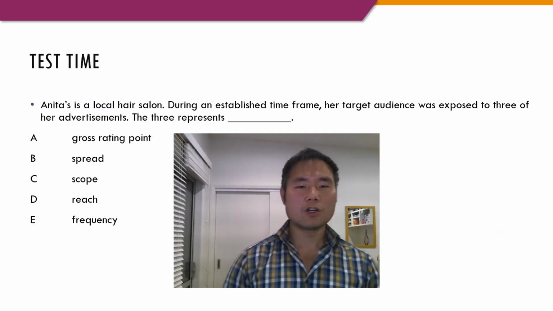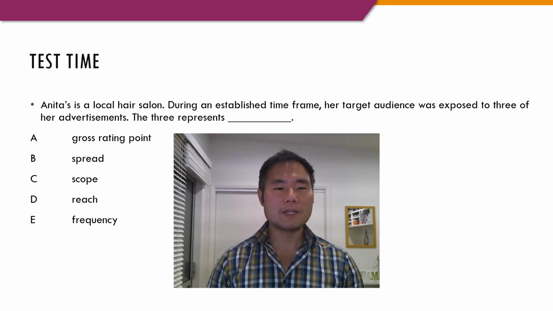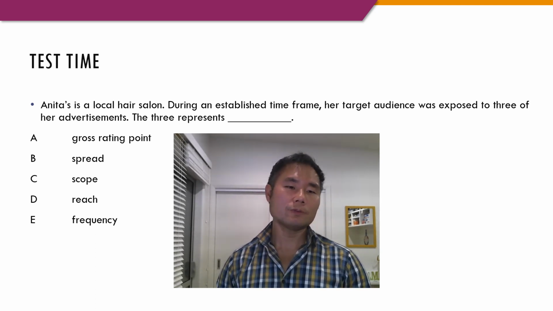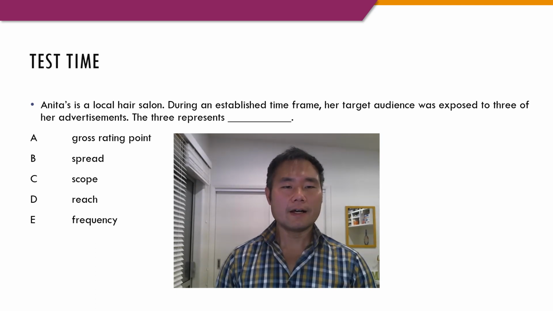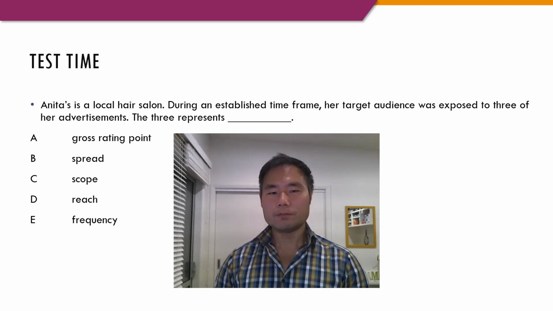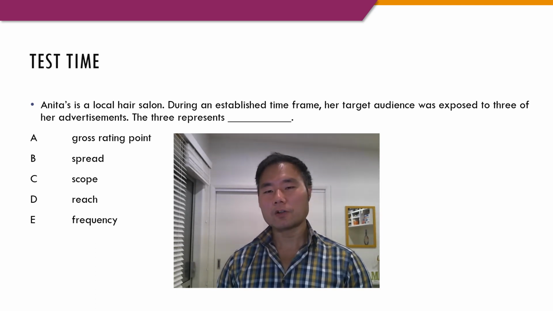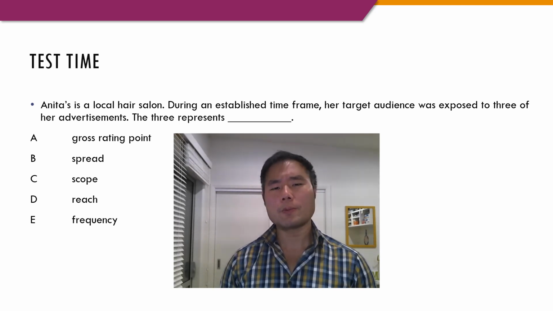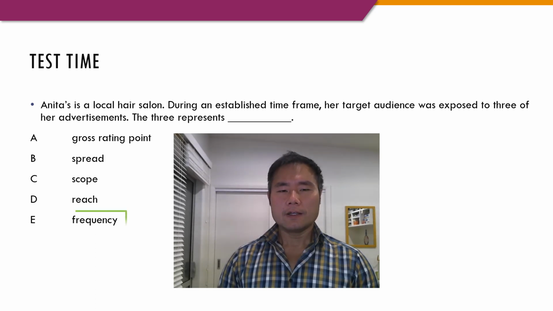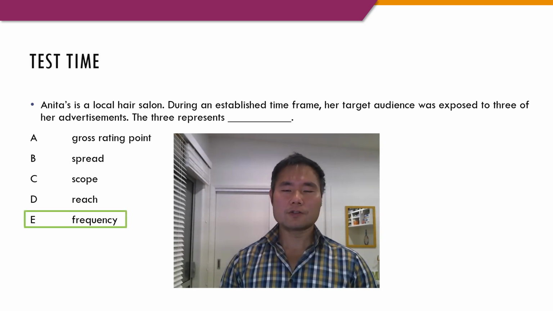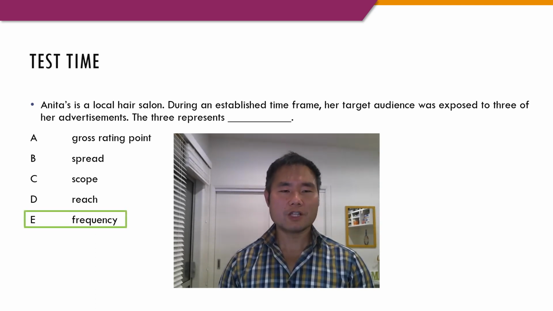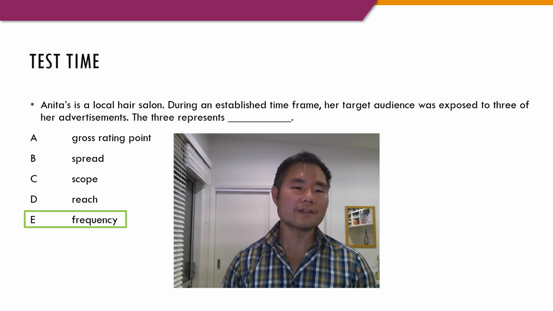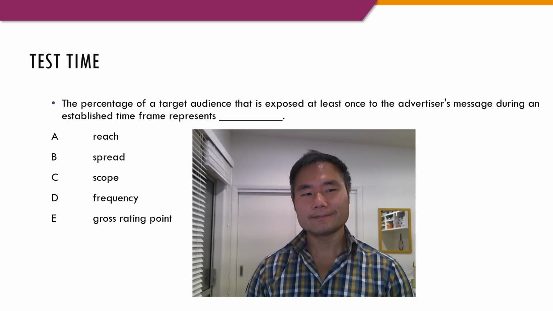Right, so finishing off this module on media planning, we've got some multi-choice questions. So I'll start with this one. Anita's local hair salon. During an established time frame, her target audience was exposed to 3 of her advertisements. So what does the 3 represent? The correct answer is frequency, right? Because the target audience in general was exposed 3 times, and frequency is the average number of times your target audience is exposed to your ad.